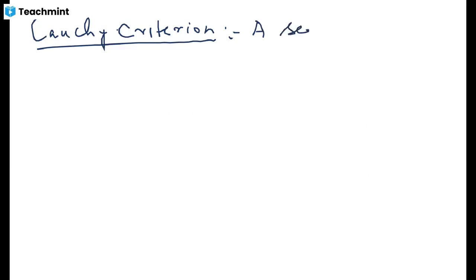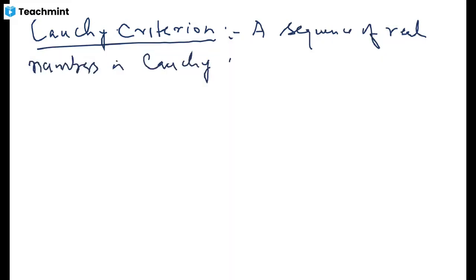So okay, let's look at now this Cauchy sequence, Cauchy criterion. Cauchy criterion says that a sequence of real numbers is Cauchy if and only if it is convergent. If and only if it is convergent. So this is the powerful thing about Cauchy criterion, that it gives you an alternate to the convergent sequences.